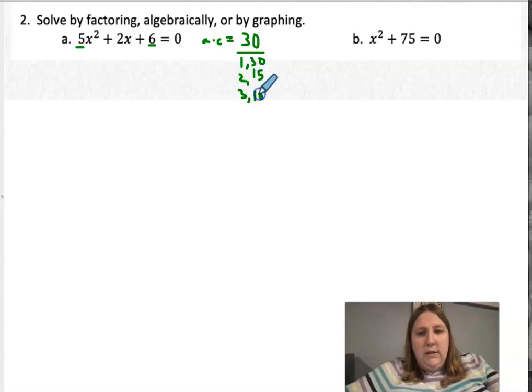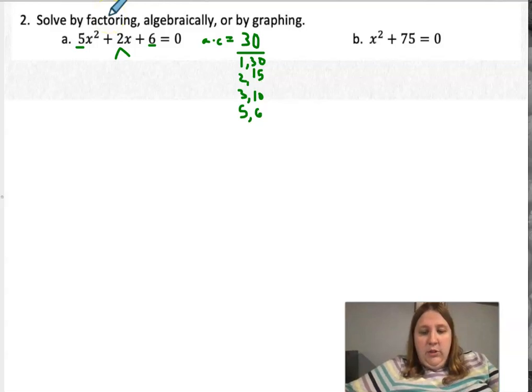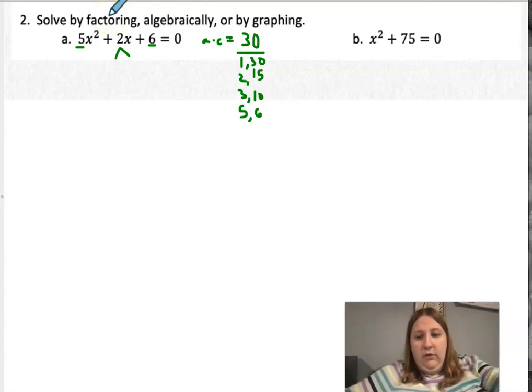5 and 6, and that would be it. So I'm listing them all here because we are trying to find a pair that when added together gives us this 2x. So as I'm looking though, none of them are going to combine to give me a 2. So that means this one is not factorable, which isn't a big deal. We'll just go about solving another way.